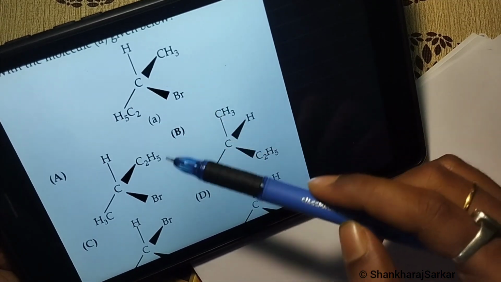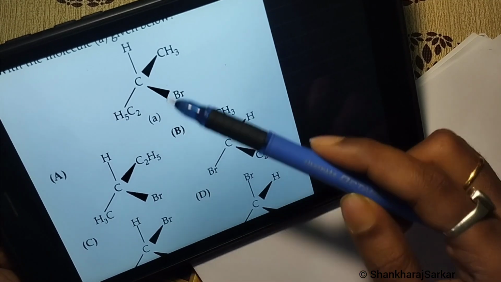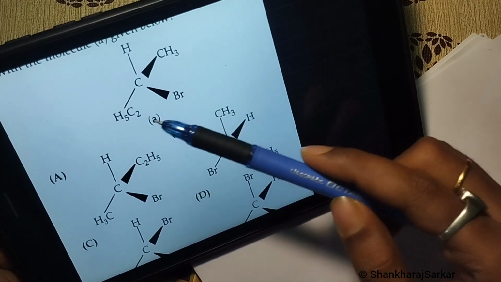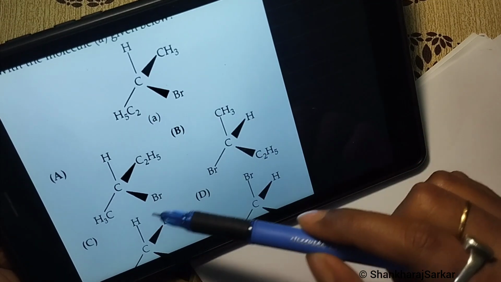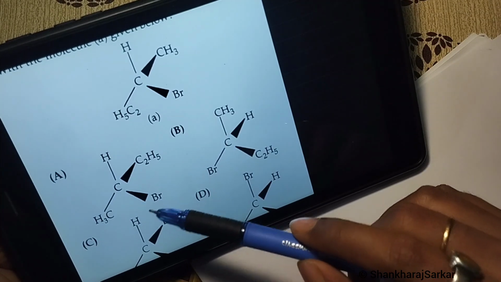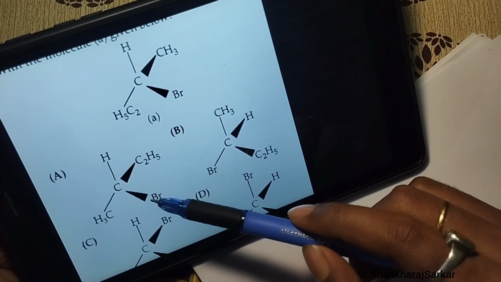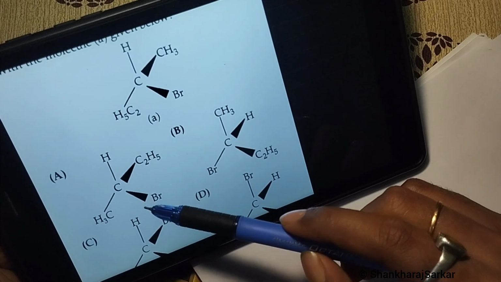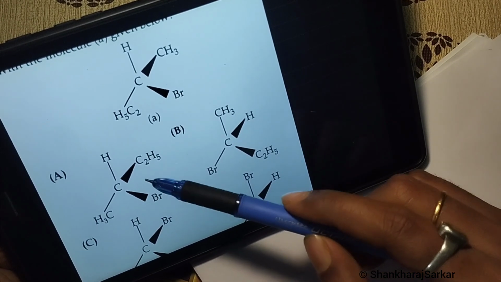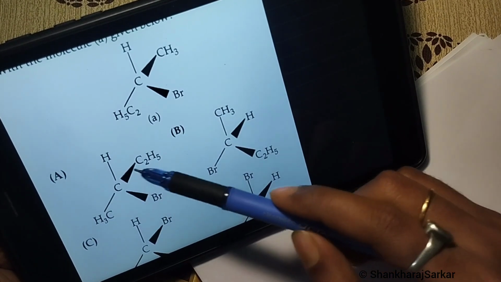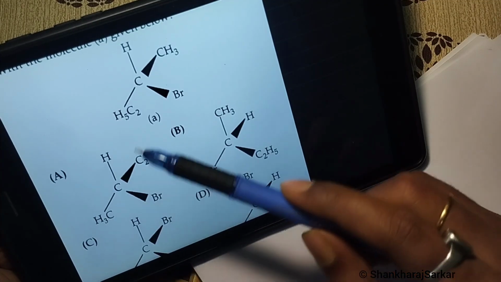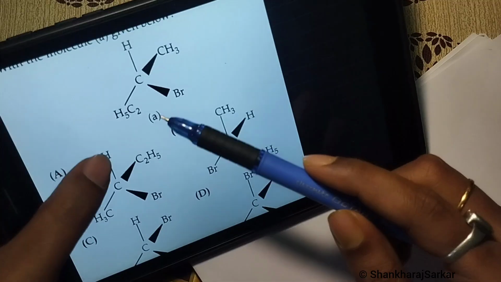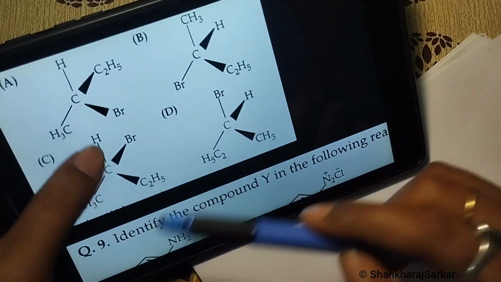So we have to identify that compound from the options given, where the priority order of the groups is going in an anti-clockwise direction. In option A here, bromine is the highest priority group, and CH3 is the lowest. So we will go from bromine to C2H5 to CH3, and we will move in an anti-clockwise direction. So it is the enantiomer of the option A given. So option A is your correct answer.